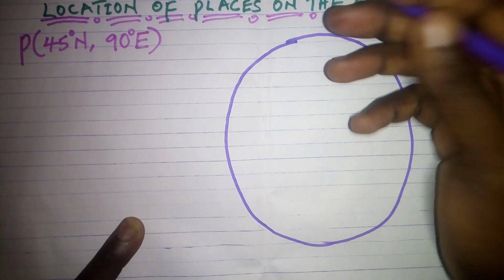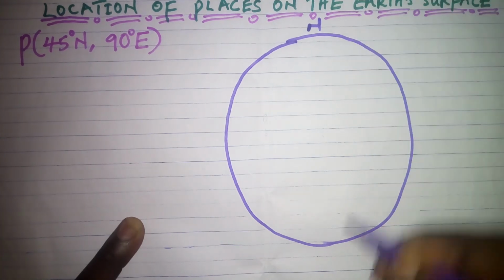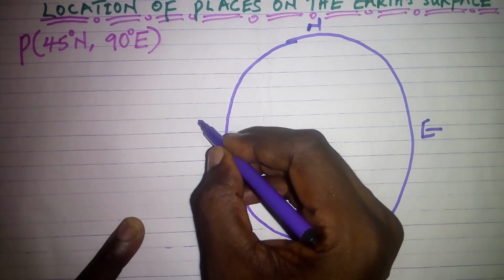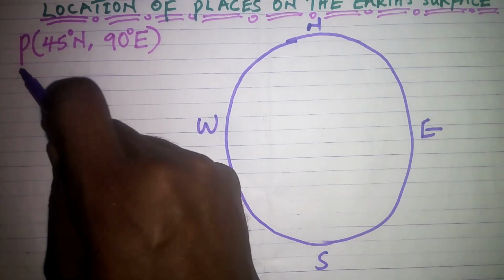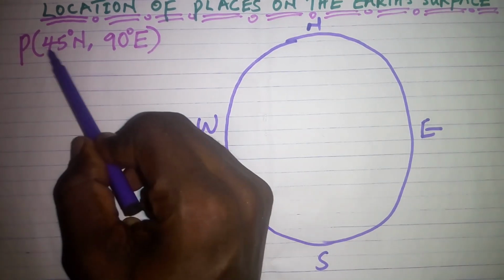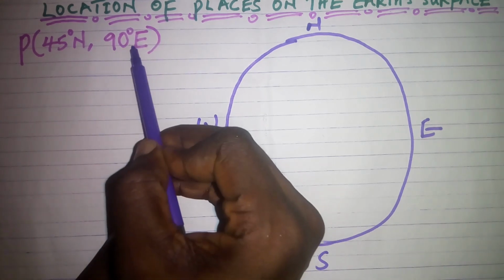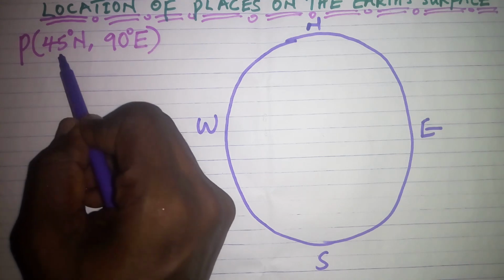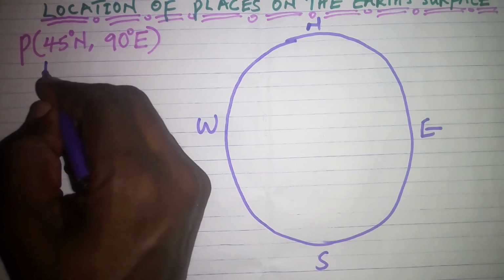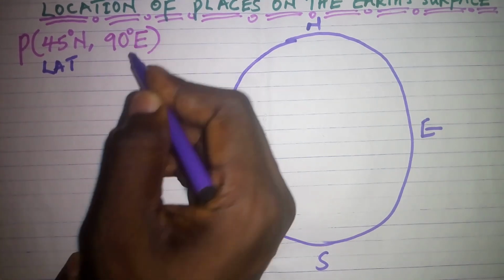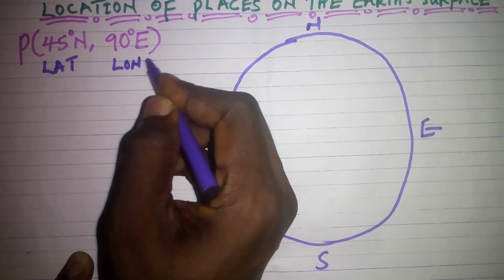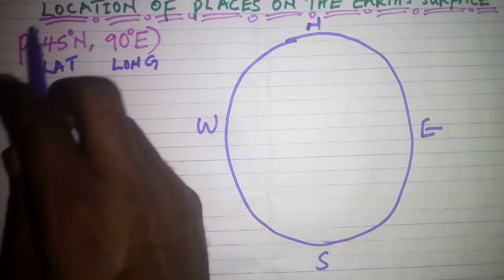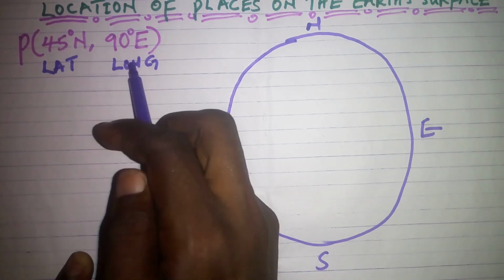And then you fix your cardinal points, north, south, east, and then you write your west. Now looking at this point, you have 45 degrees north and 90 degrees east. Definitely the first in this pair, which is 45 degrees north, is your latitude, and the second one is your longitude. Don't forget that. Based on the cardinal points you have there, you have north here and you have east here. So this is a latitude and this is a longitude.